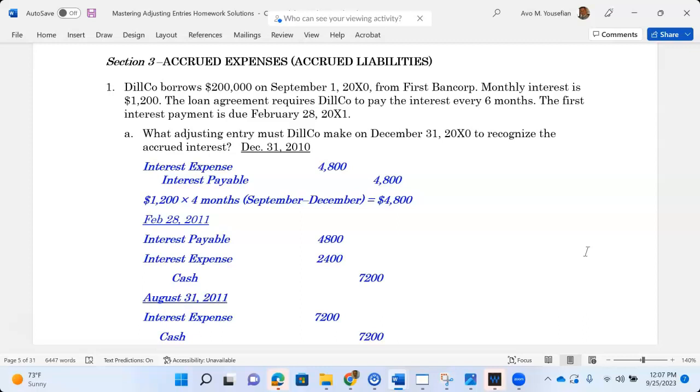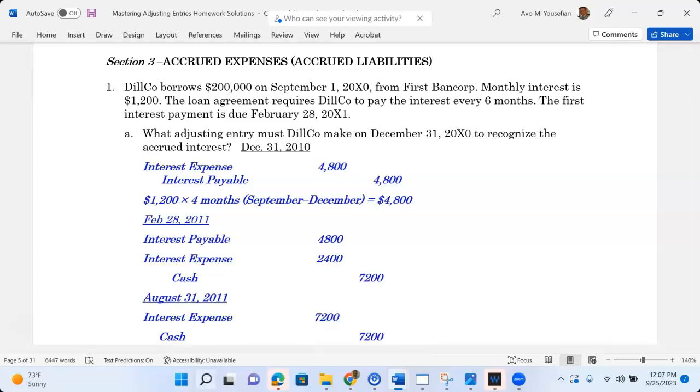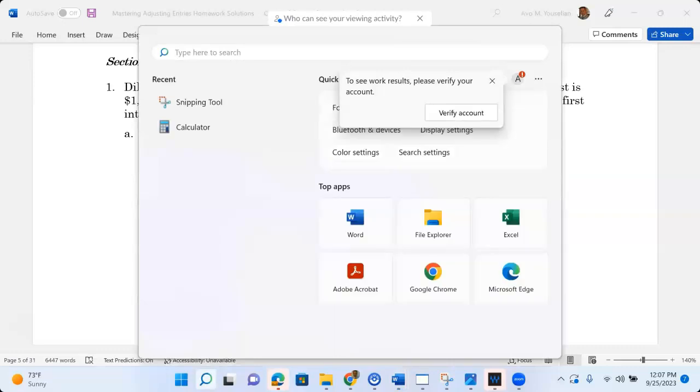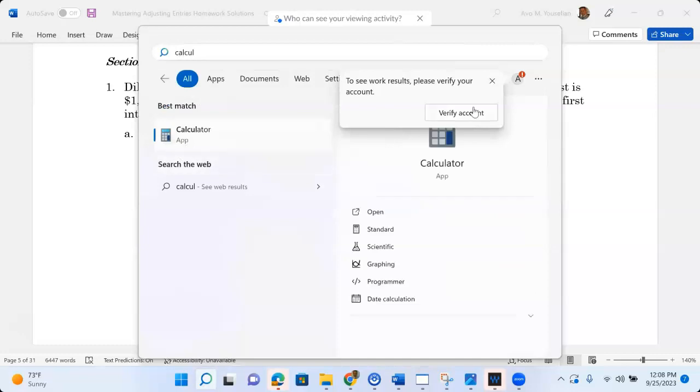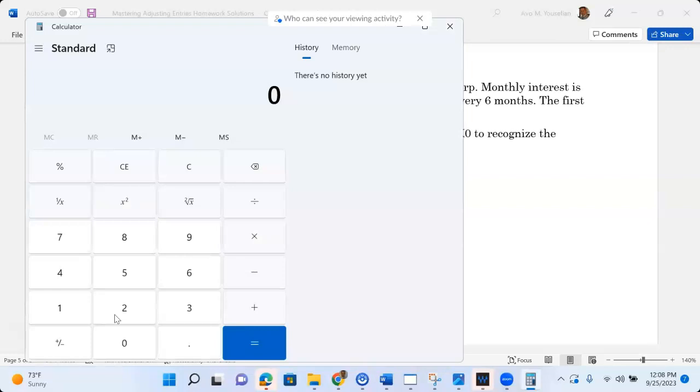Okay, so quick question. What is the annual interest rate? Do you know what the annual interest rate is on this loan? It didn't say, but do you know how much it is? No one? Okay, it says $1,200 a month.